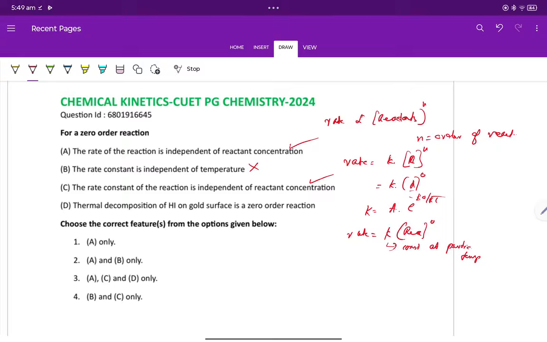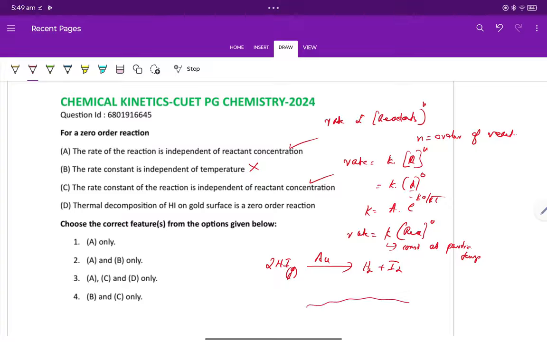Now the last one is thermal decomposition of HI on gold surface is a zero order reaction. Of course, that is a zero order reaction. So that reaction goes like this: 2HI in the gaseous phase will be reacting on the gold surface to give you H2 plus I2, a very famous reaction. So it is a heterogeneous catalysis type of reaction.